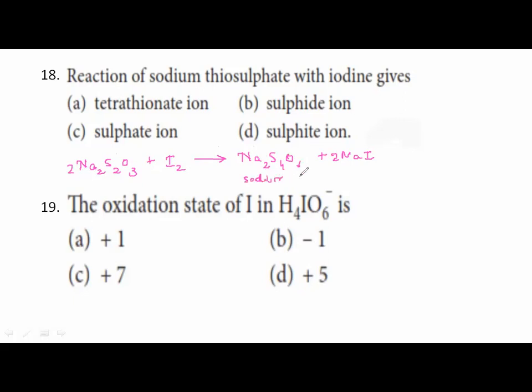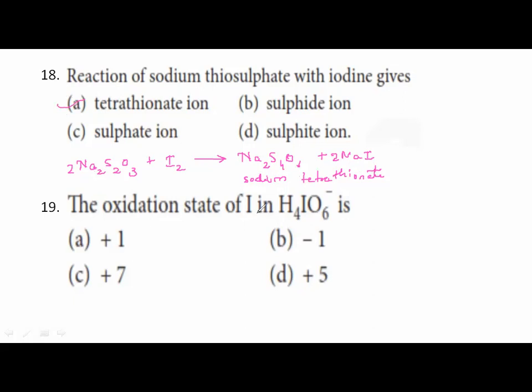This compound is called sodium tetrathionate. We have discussed the structure of it, right? We have seen exceptional behavior when you are doing the oxidation number. Exceptional behavior we have seen in sodium tetrathionate. So when sodium thiosulfate reacts with iodine, we get sodium tetrathionate. So tetrathionate ion is obtained.